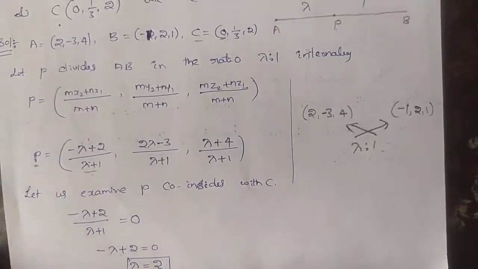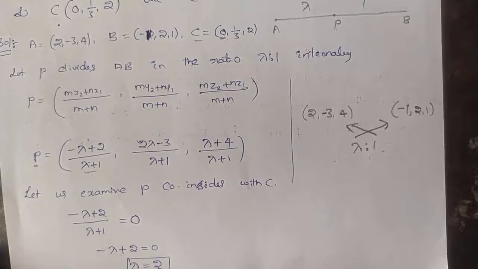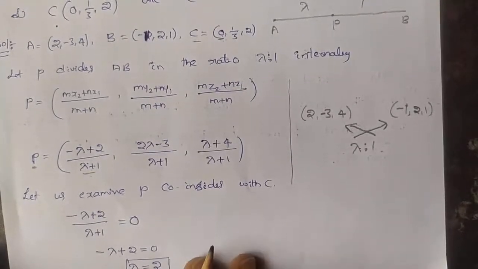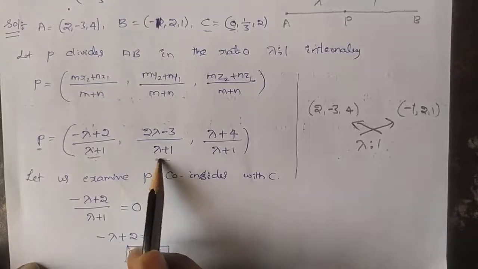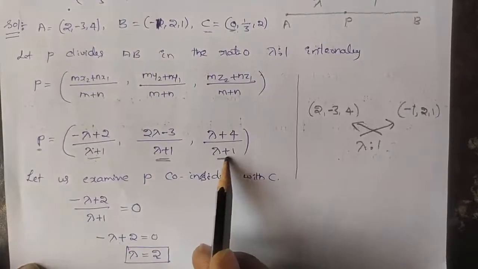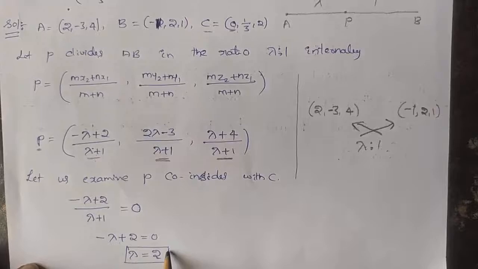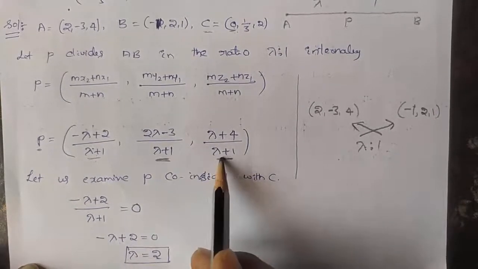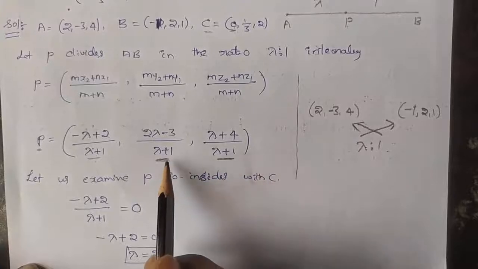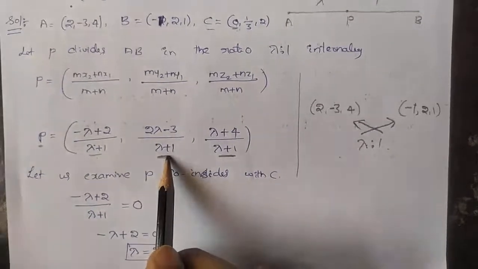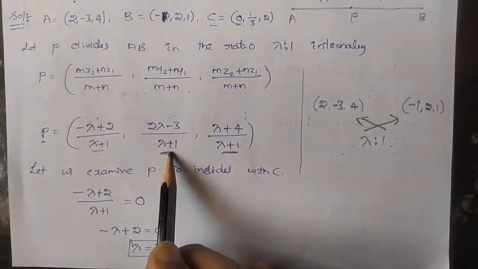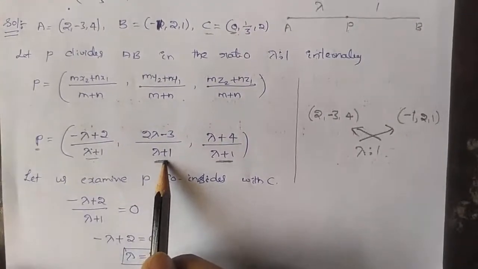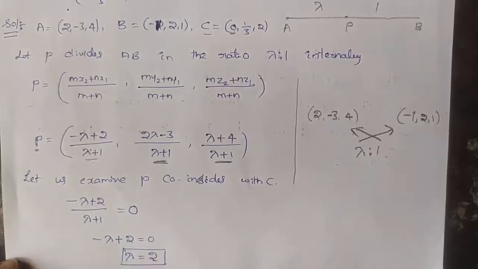Now we get the value of lambda. Let us substitute this value of lambda in the y and z coordinates. If it coincides with C, therefore the given points are collinear, otherwise the given points are not collinear.